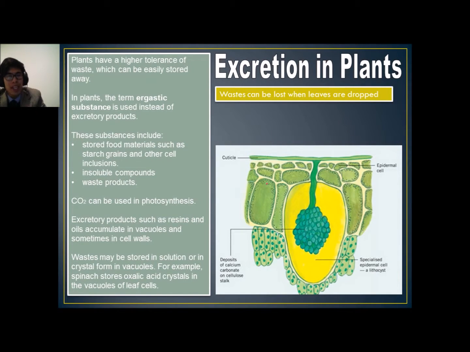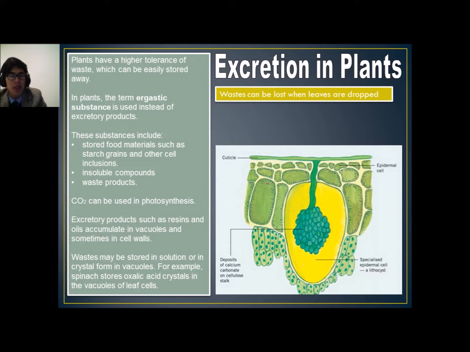Now with plants, they also need to do excretion as well. So plants have a high tolerance of waste, which can easily be stored. In plants, the term "ergastic substance" is used instead of excretory products. So if I was talking about waste in plants, you'd use the term ergastic substance.